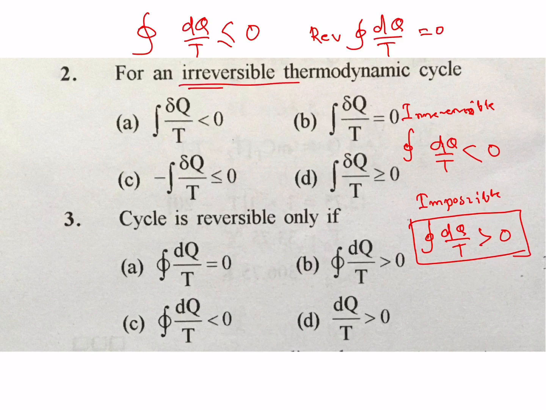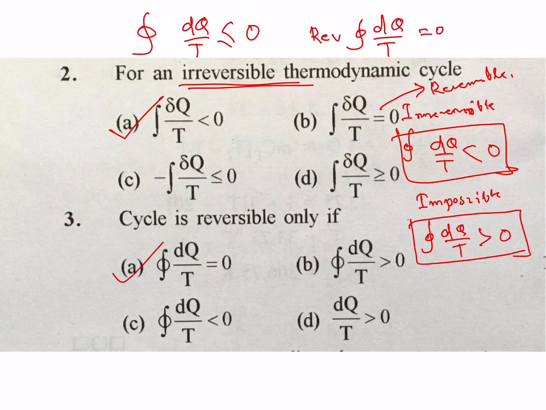So they asked here for irreversible cycle, this one: cyclic integral of dq by T is less than 0. This one for reversible. Next, cycle is reversible if and only if dq by T cyclic integral is equal to 0.